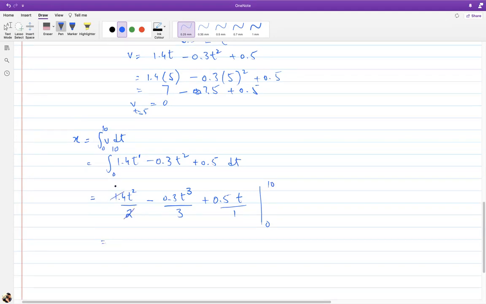First simplify it, always simplify things first. So it gives me 0.7t squared minus 0.1t cubed plus 0.5t, from 0 to 10. So you can simply apply this.